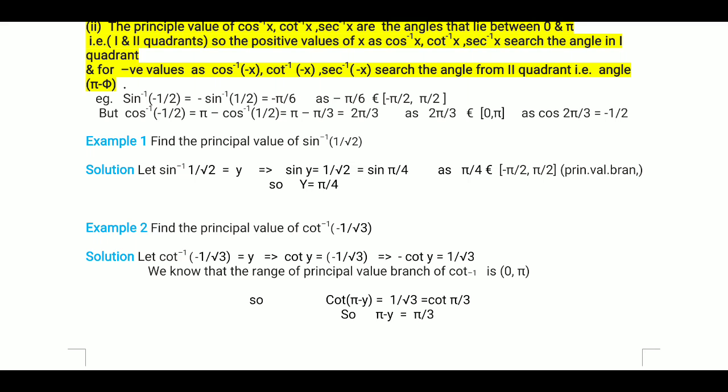Now come to the second example. Find the principal value of cot inverse minus 1 by root 3.